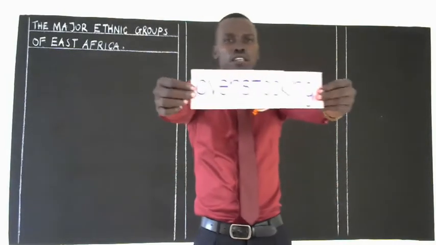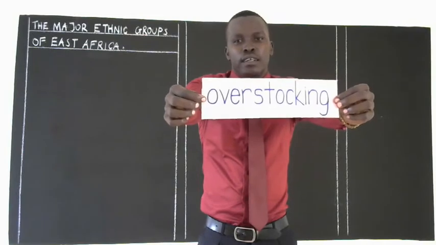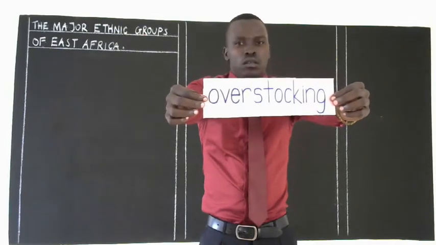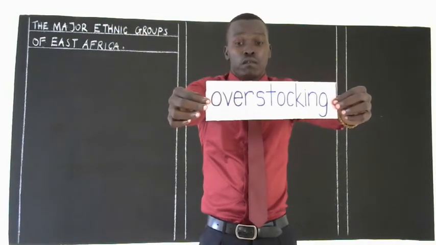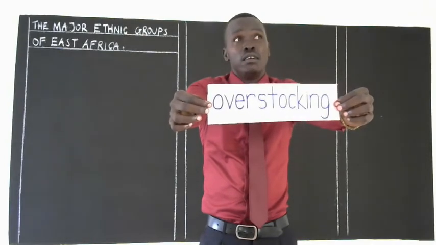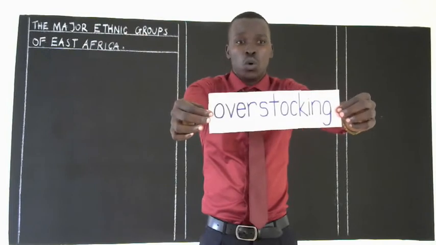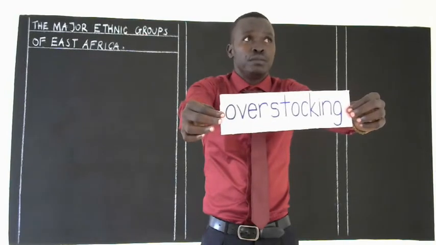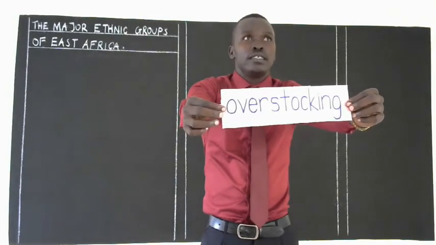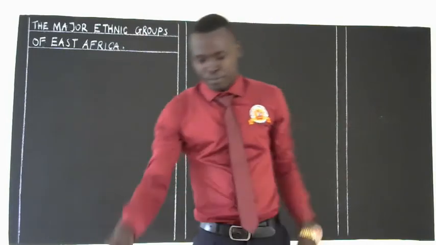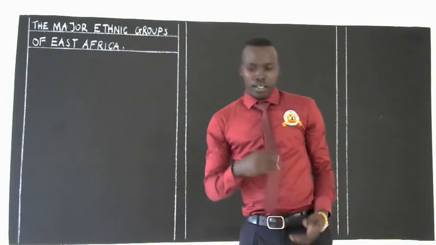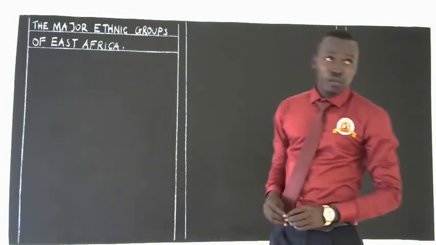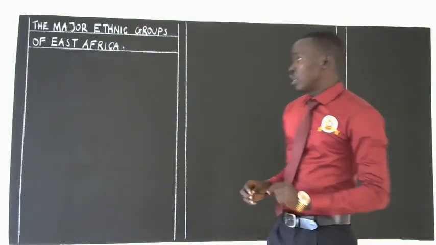Another one is this one. I hope you can see. The word is overstocking. Can you say overstocking? Let us spell O V E R S T O C K I N G. The word is overstocking. What is overstocking? So, having looked at those words, I want us to go straight and look at the meaning of ethnic group.